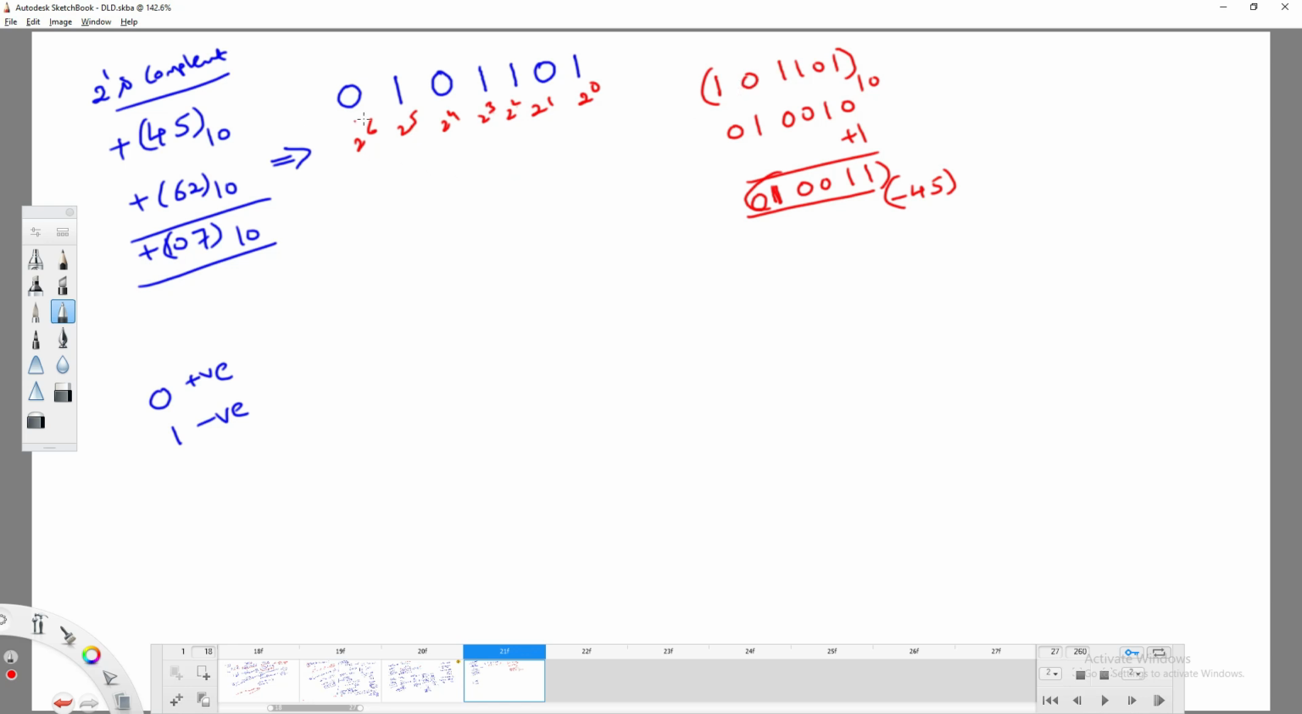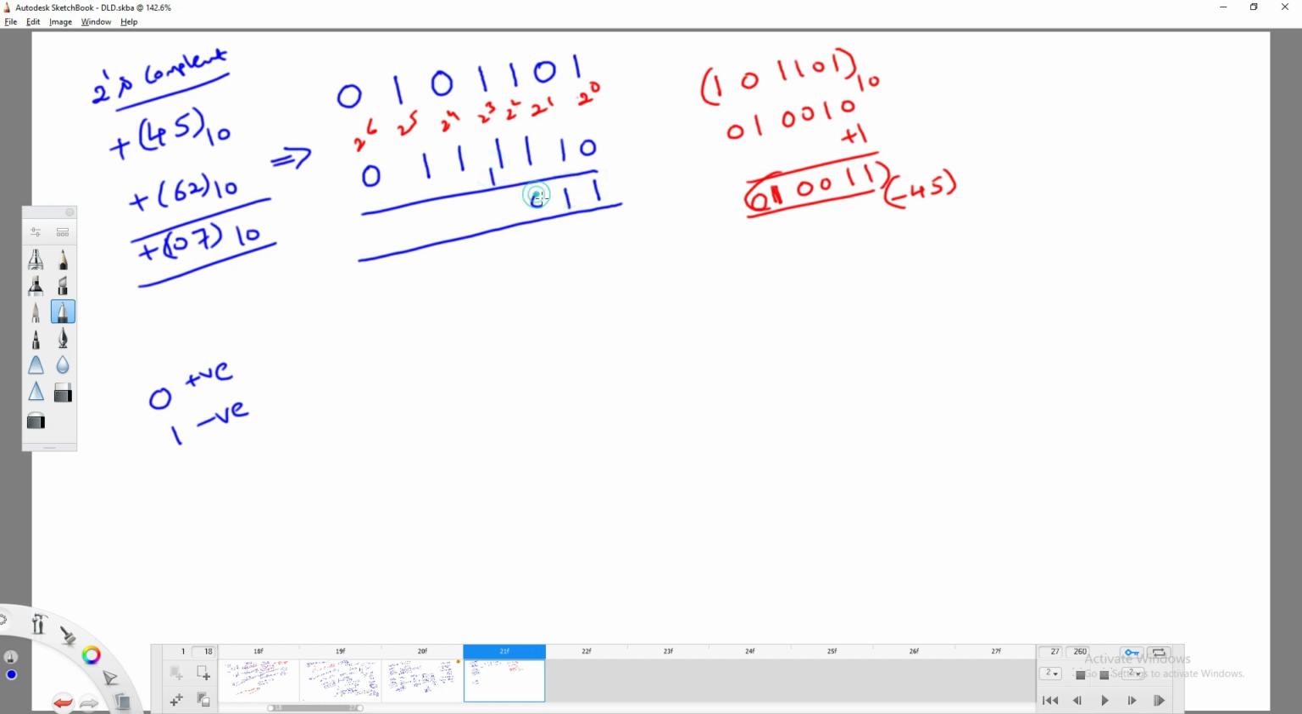Okay, fine. Try to think about this one. This is plus 45 in 2's complement. What about this, plus 62 in 2's complement? All ones, I think this one, or some other. See, once the concept is completed, you will get the idea. Don't worry. What is the addition of this one?